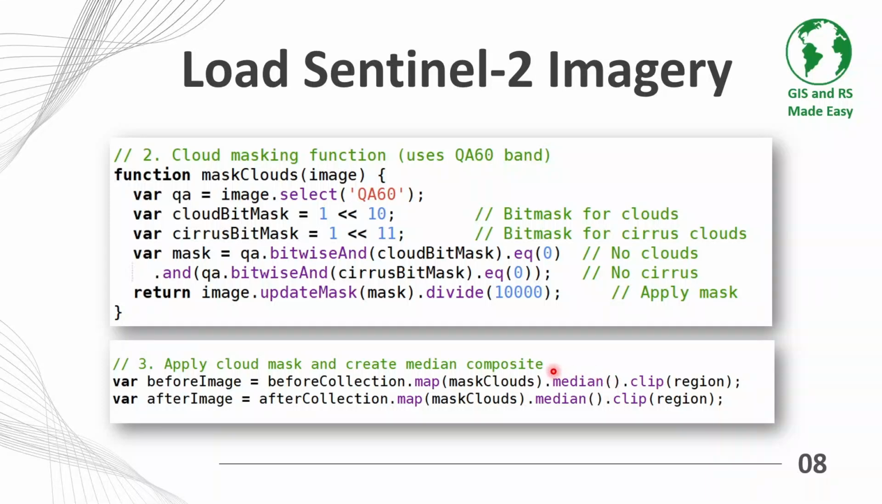We will use the median reducer to make all those images a single image. Now the image will be bigger in size, but we do not need the whole image, we only need our region, so we will clip it to our region. In the same way we will make the after image, and cloud masking is done by the map function, then median, and also the clip.